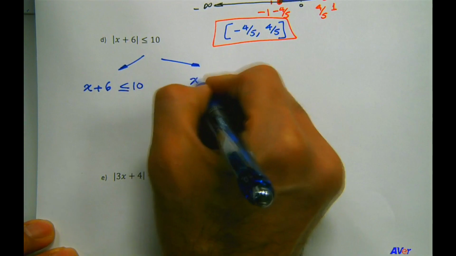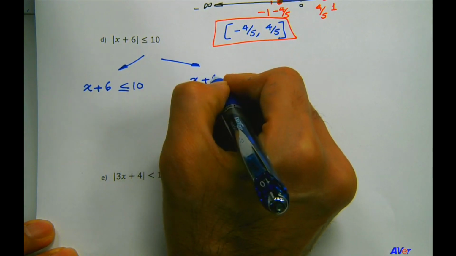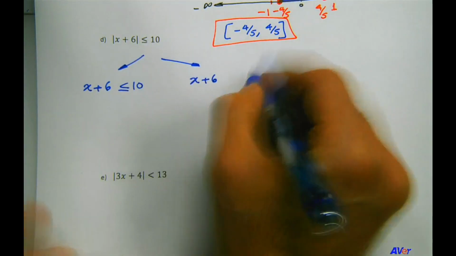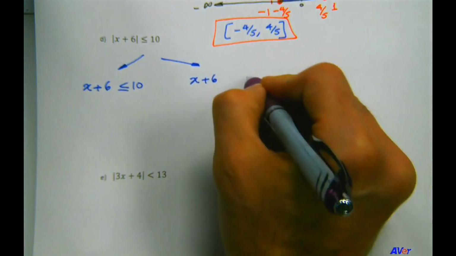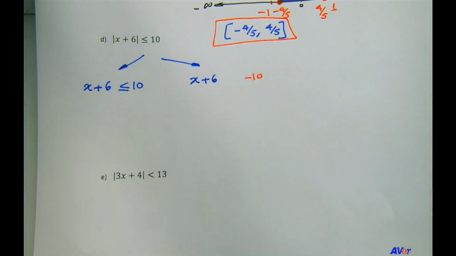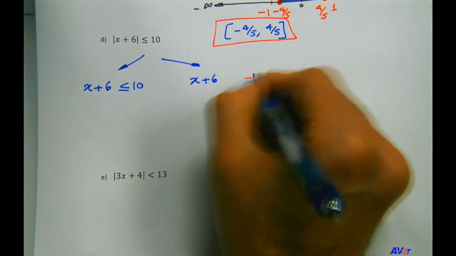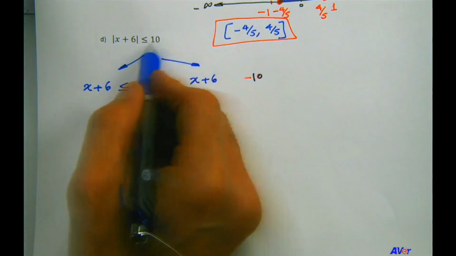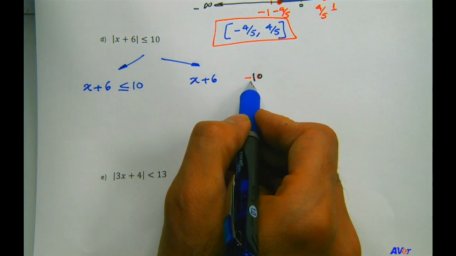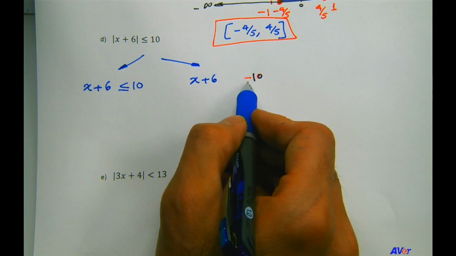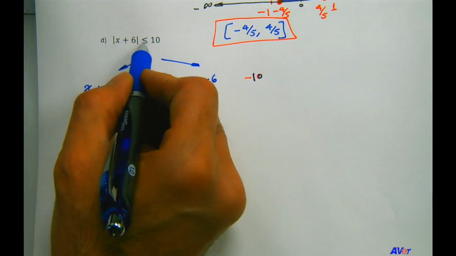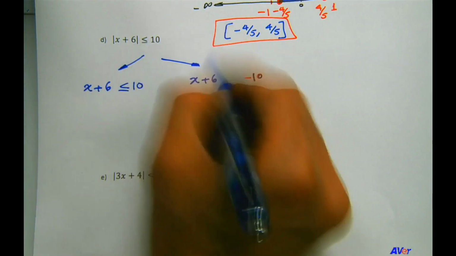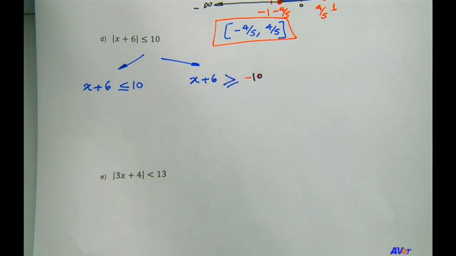The other one, x plus 6, the other side is going to be multiplied by negative 1. So, right, we're going to get minus 10. I want to highlight the minus here. So the other side gets multiplied by minus 1. So it becomes minus 10 now. But that means this inequality should change direction. So it becomes like that.